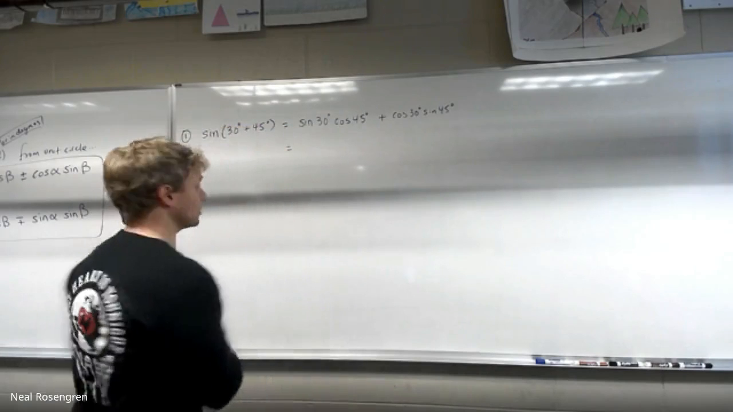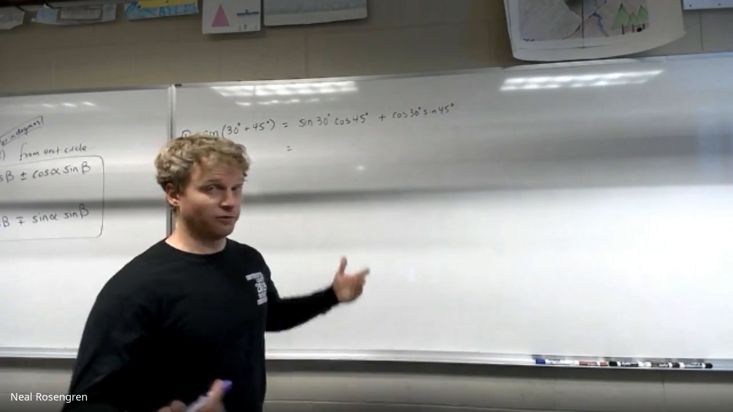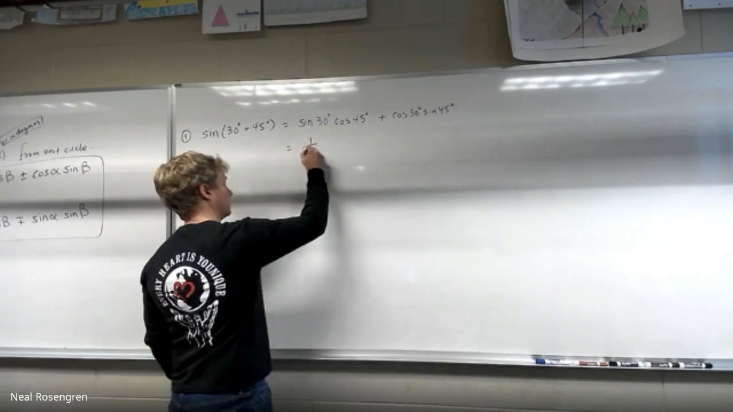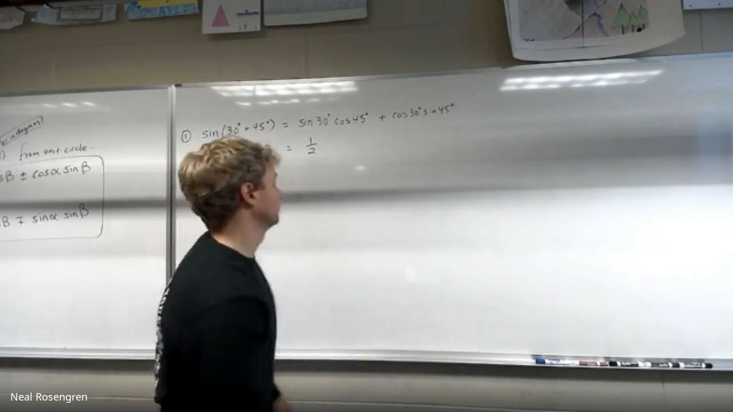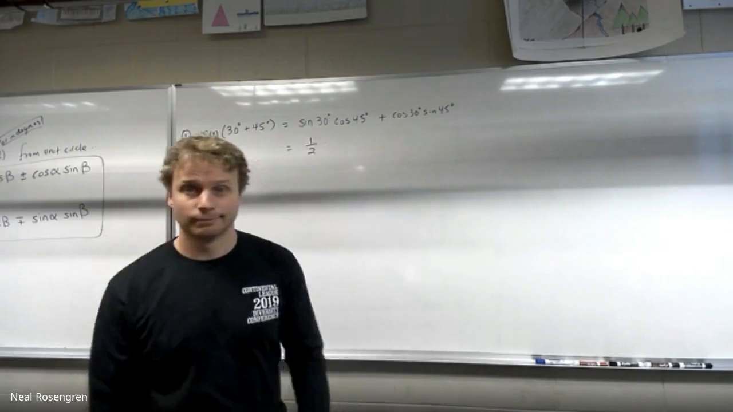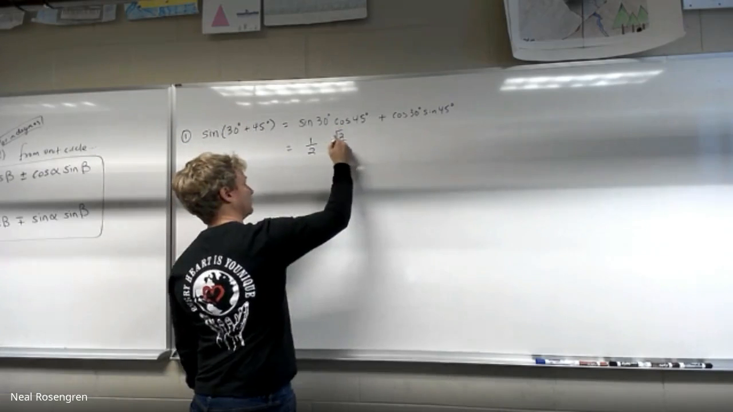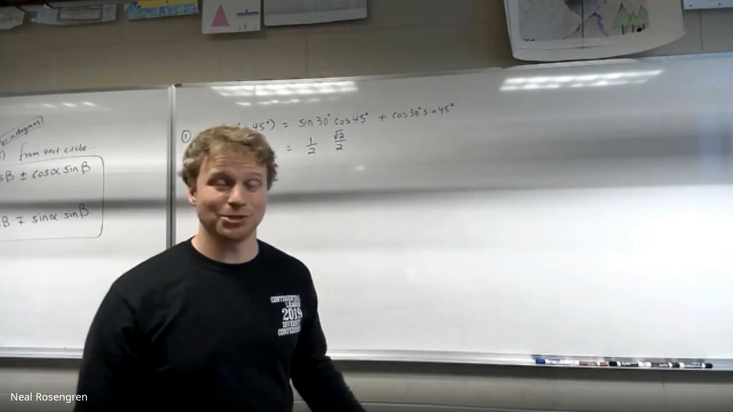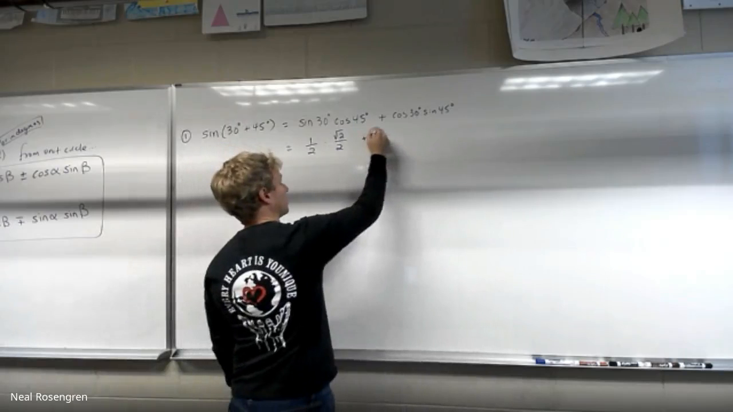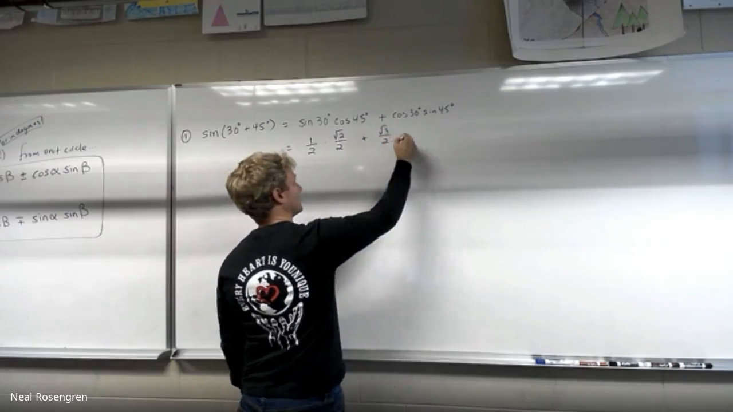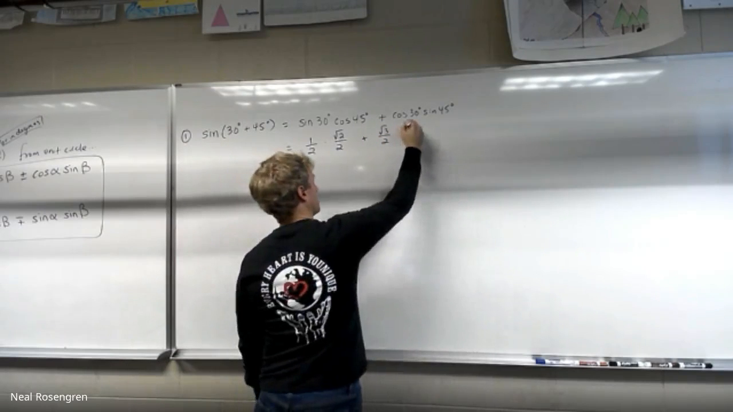Cool. So sine of 30 is 1/2. Cosine of 45 is radical 2/2. And I just drop in those numbers. Cosine of 30, radical 3 over 2. Sine of 45, radical 2 over 2.